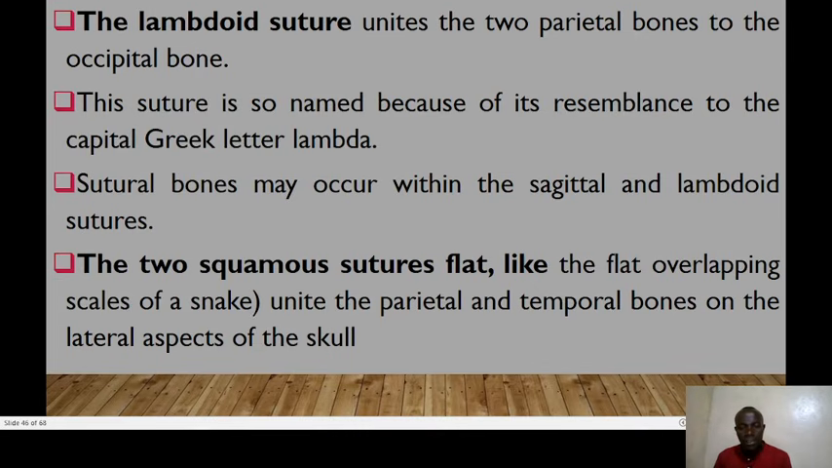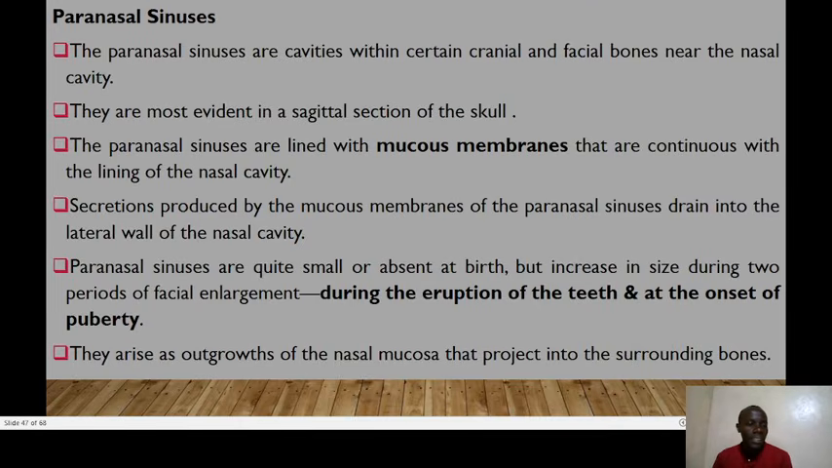They unite the parietal and the temporal bones on the lateral aspect of the skull. From there, we look at the paranasal sinuses, and paranasal sinuses are cavities within certain cranial and facial bones near the nasal cavity. They are most evident in the sagittal section of the skull. The paranasal sinuses are lined with mucous membrane that is continuous with the lining of the nasal cavity. So secretions produced by the mucous membranes of the paranasal sinuses drain into the lateral wall of the nasal cavity.